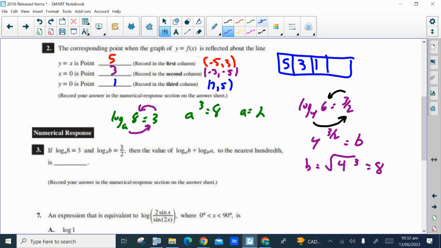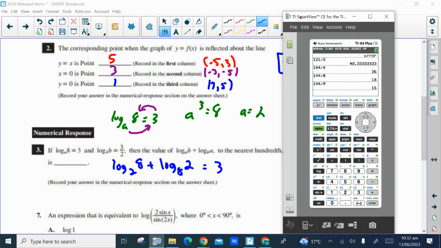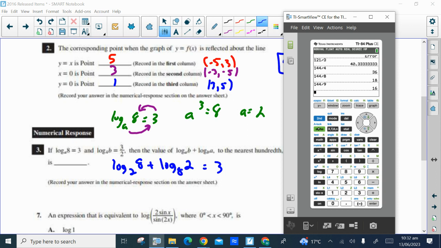So now we want to find the value of log base a of b plus log base b of a. And round to the nearest hundredth because the second one's going to be irrational. Log base 2 of 8 is 3. That's asking 2 to what power is 8. But to find out what log base 8 of 2 is, we need to use our calculator.